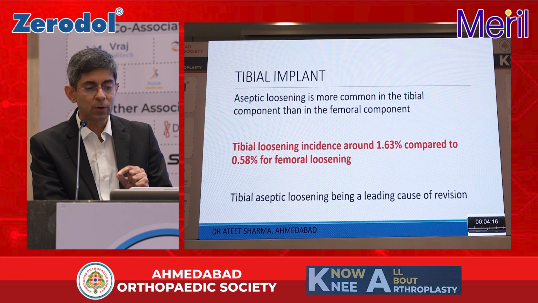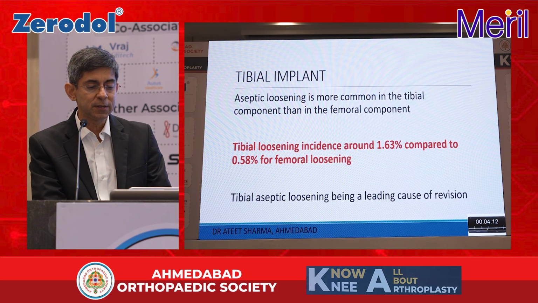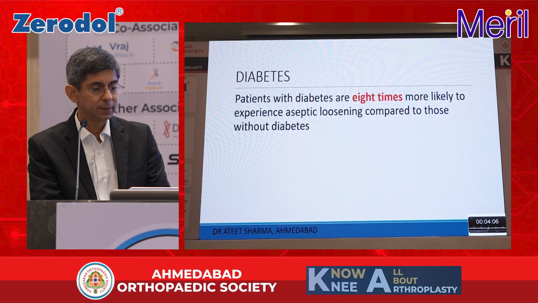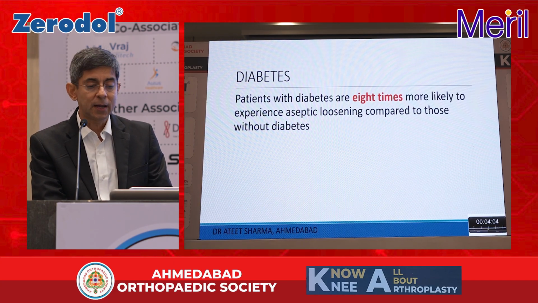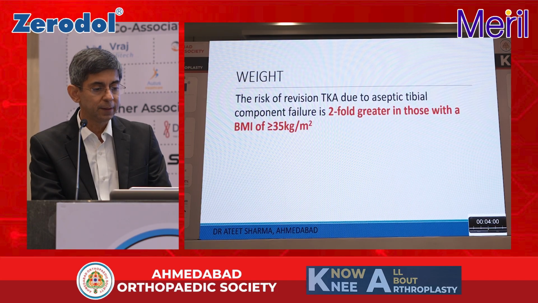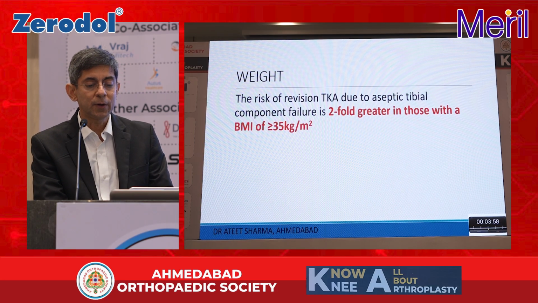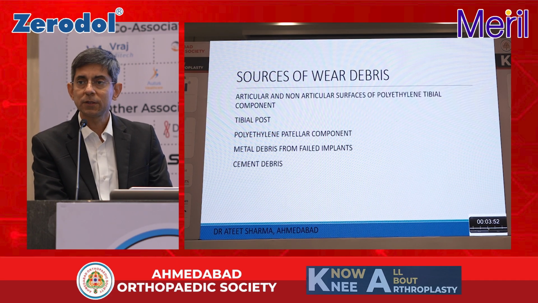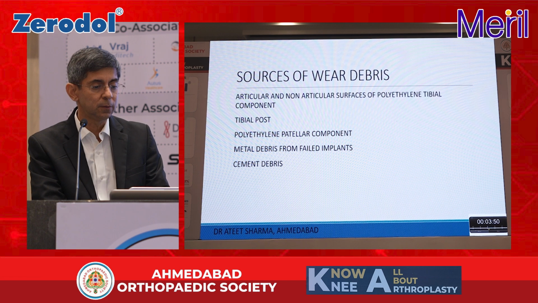Aseptic loosening is more common in the tibial component than in the femoral component. Tibial loosening incidence is about 1.63% as compared to 0.58% for femoral loosening. Diabetics are 8 times more likely to experience aseptic loosening, and there is a twofold increase in those patients with BMI greater than 35. So what are the sources of wear debris, which we all know?